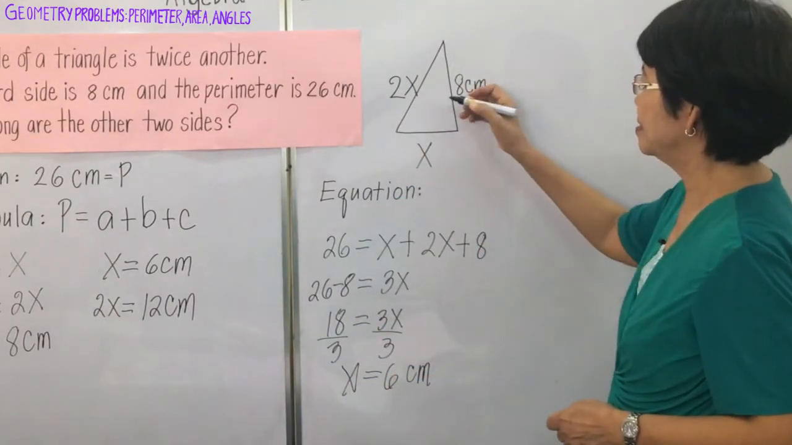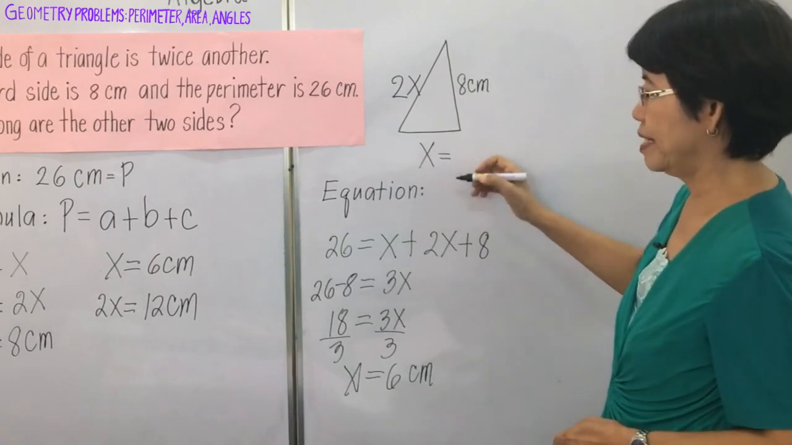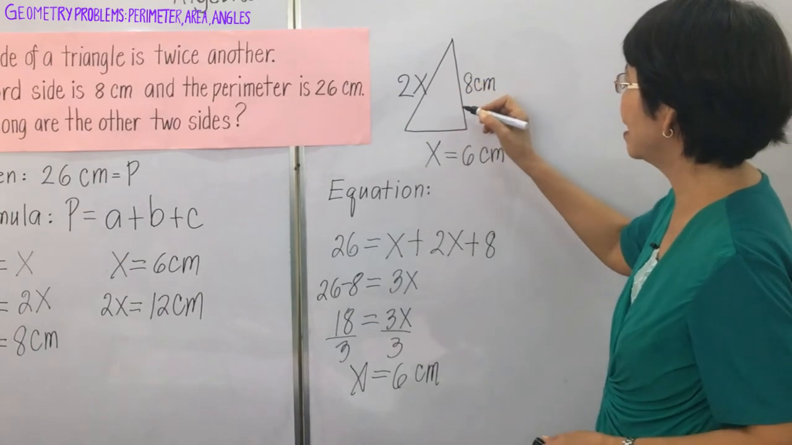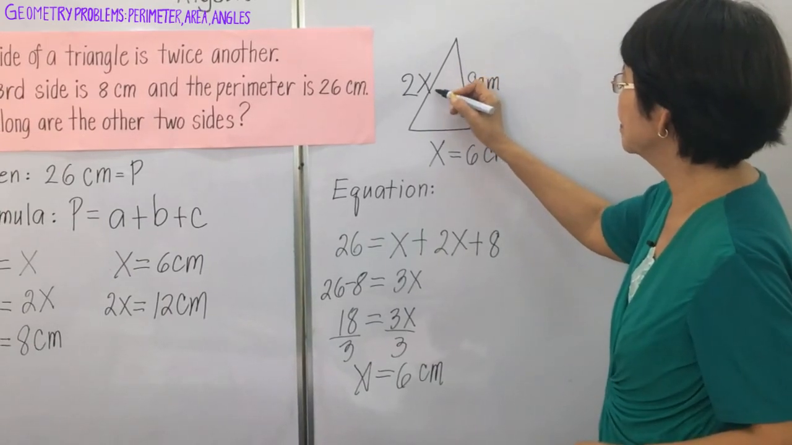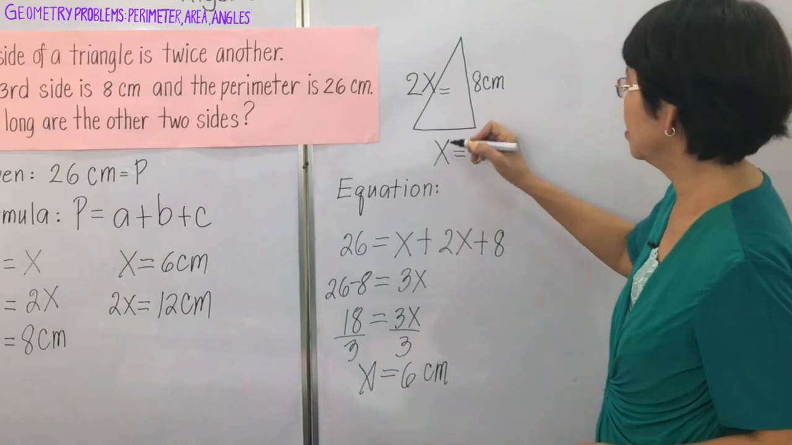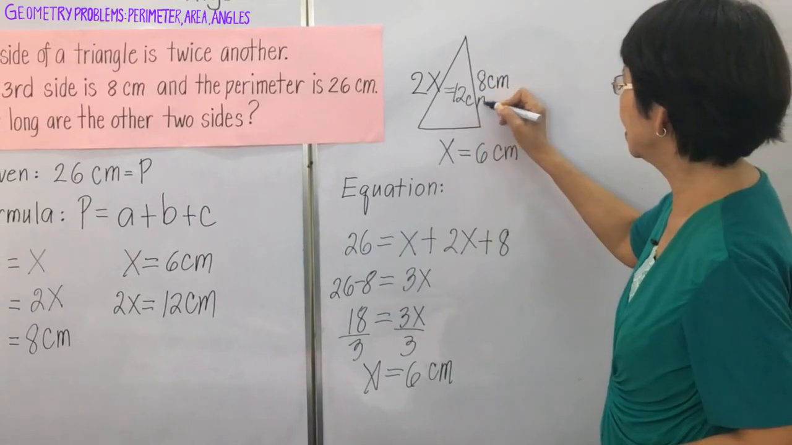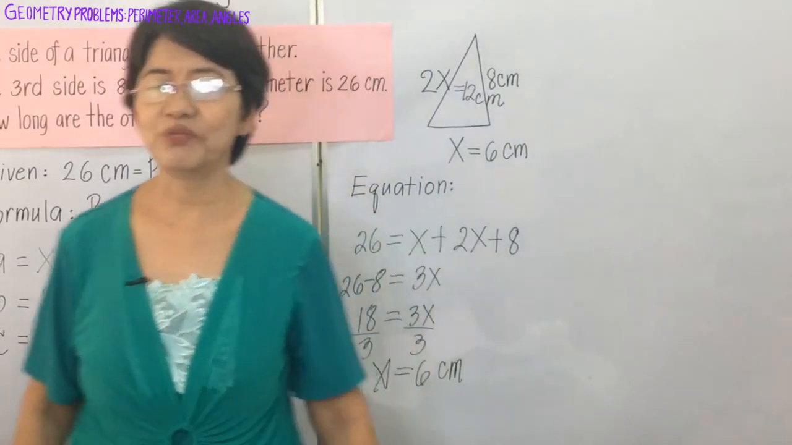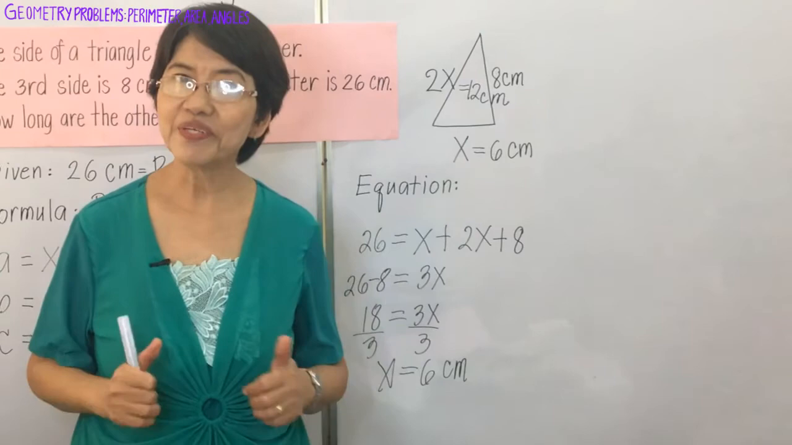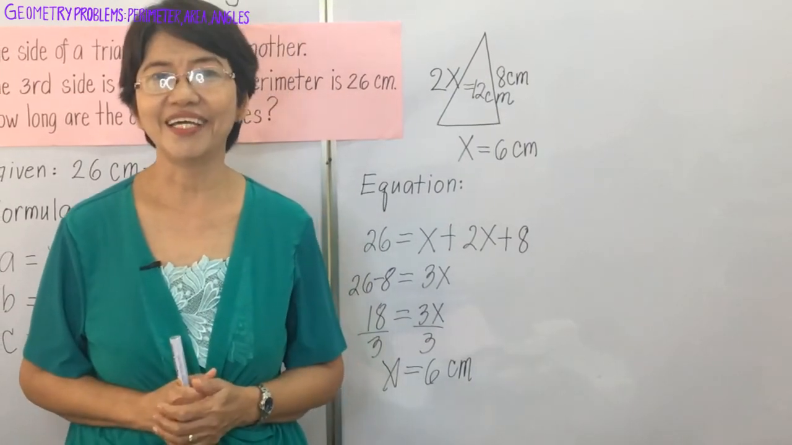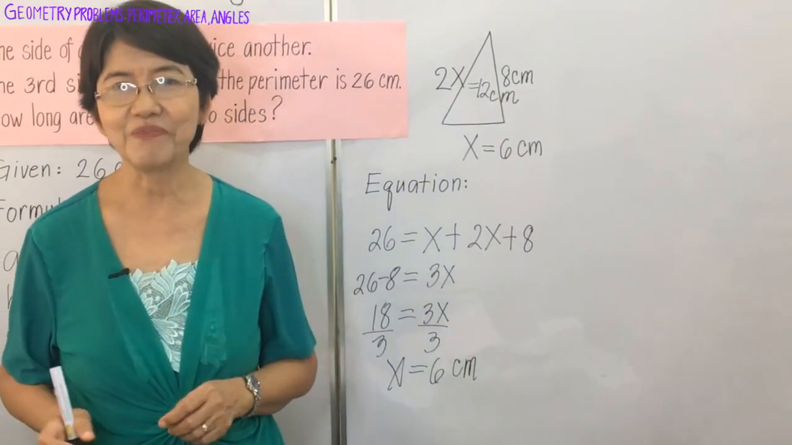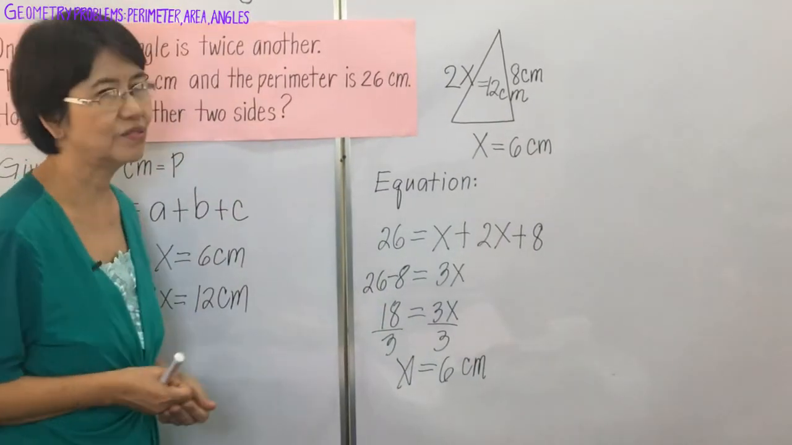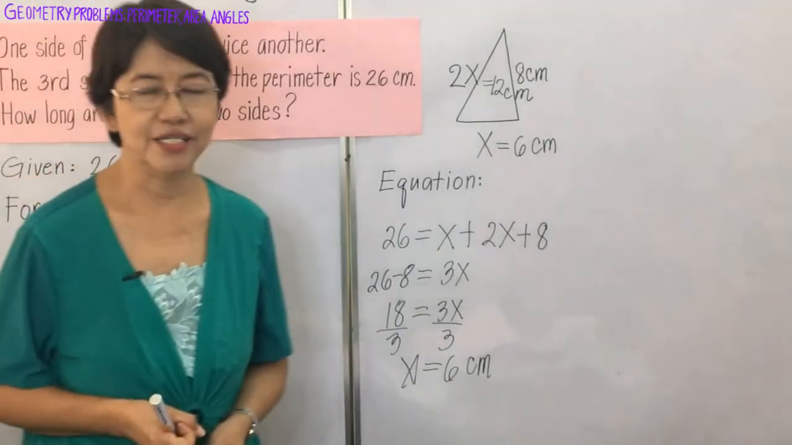So these values will be x is equal to 6 cm and 2x will be equal to 12 cm. And that's all for our geometry problems. I hope that you have learned something and you know how to attack a geometry problem for area and perimeter and also for the angles of a triangle.